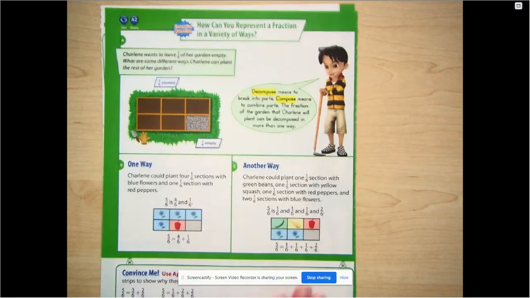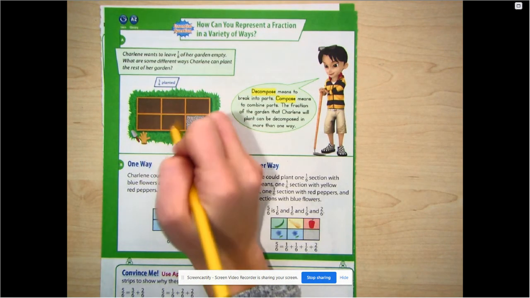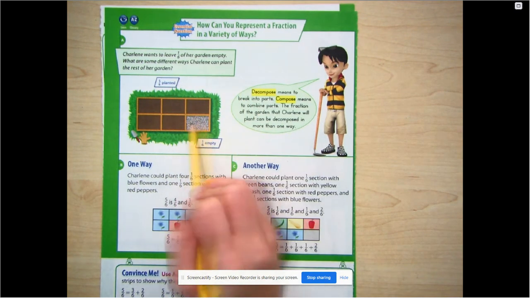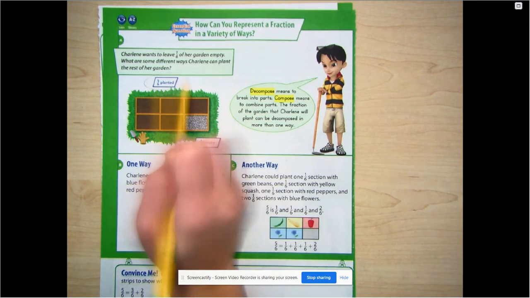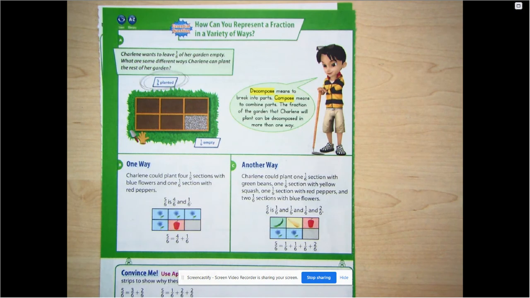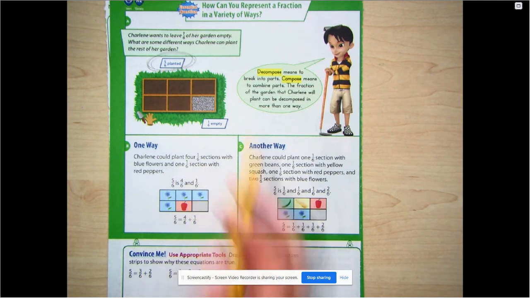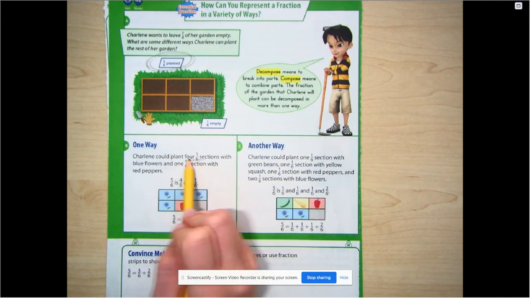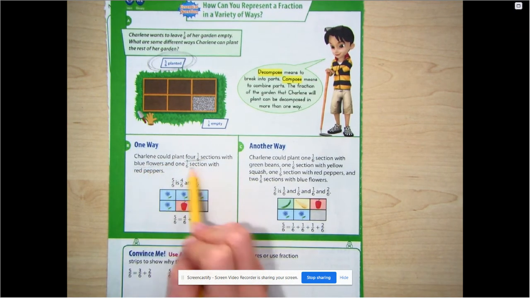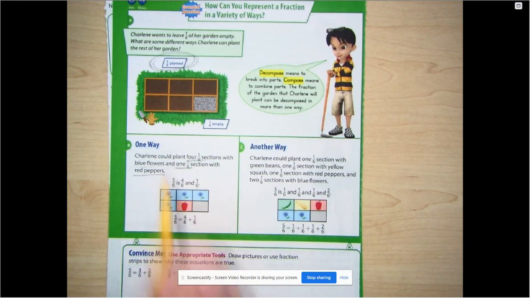We're going to take a look at them explaining this using a garden. Okay, so my garden has 6 sections. The last one we're going to always leave empty. So we've planted 5/6 of the garden. And we can break down 5/6 a few different ways. They show us that one way they did it was they gave 4 1/6 sections of blue flowers and 1 1/6 section of red peppers.